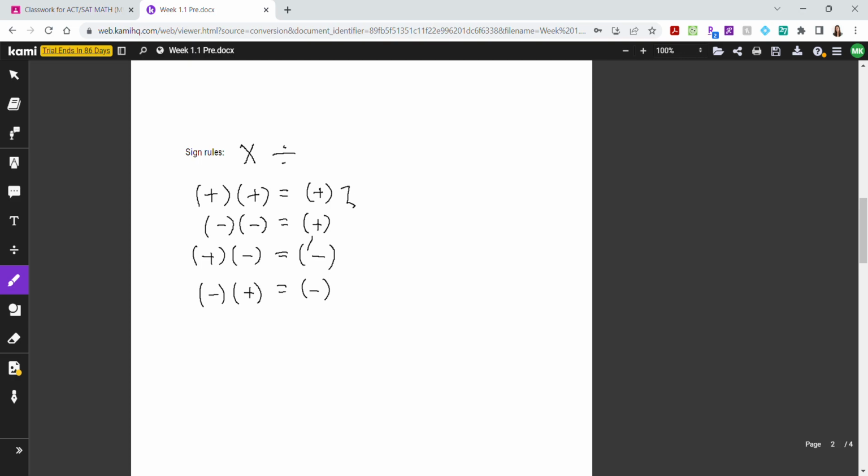Now, as you can see here, one thing to remember really quick, if they are the same sign, they will become positive. And if they have different signs, they will become negative. So positive times positive becomes positive, negative times negative becomes positive, and so same signs becomes positive. Positive times negative becomes negative, negative times positive becomes negative, and so since they're different signs, it will become negative.